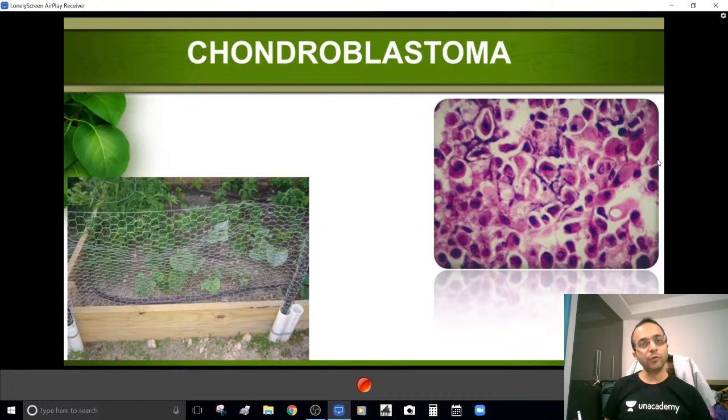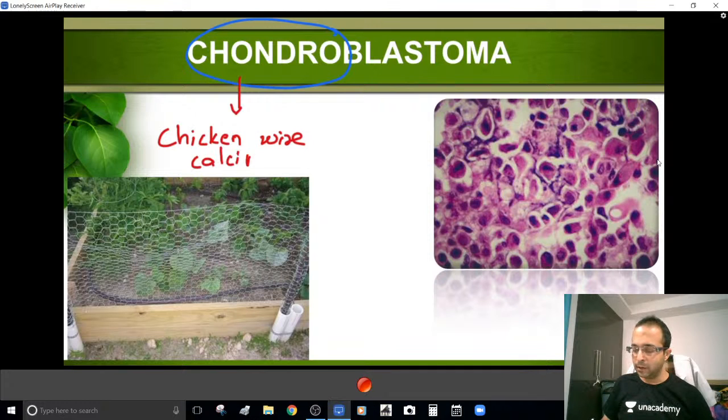And before I just move to next question, I'd just like to show the biopsy in chondroblastoma because this also holds MCQ significance. Now, as I told you, chondroblastoma is going to be a tumor from the chondroblast cartilage. And what is specific of cartilage is calcification. The pattern of calcification you find in chondroblastoma is basically called chicken wire calcification.